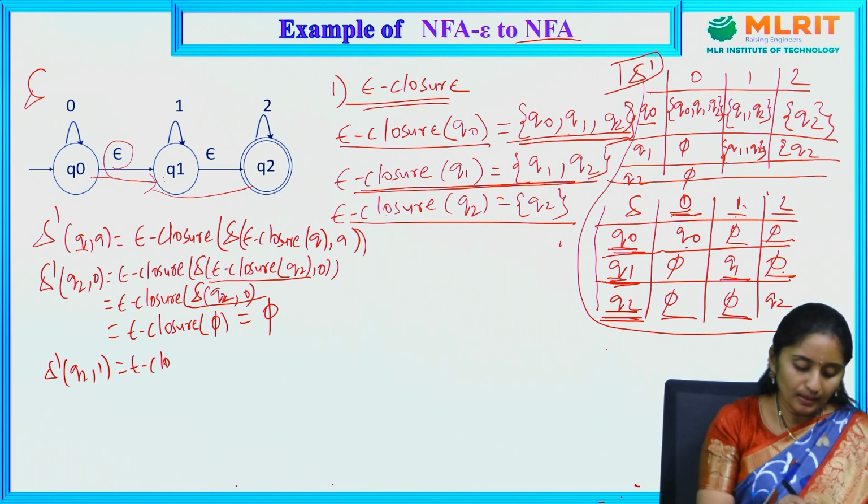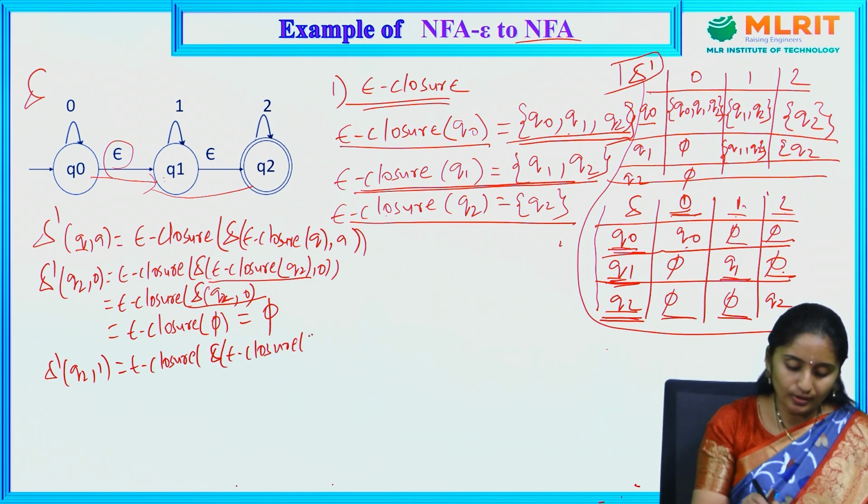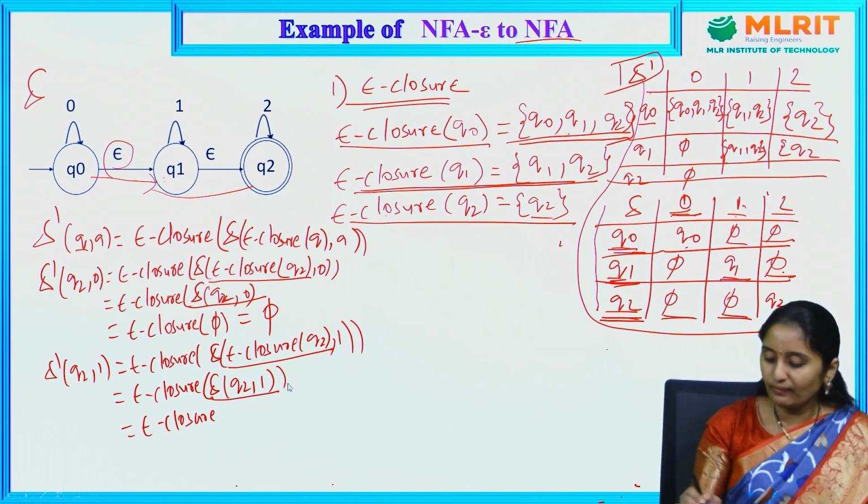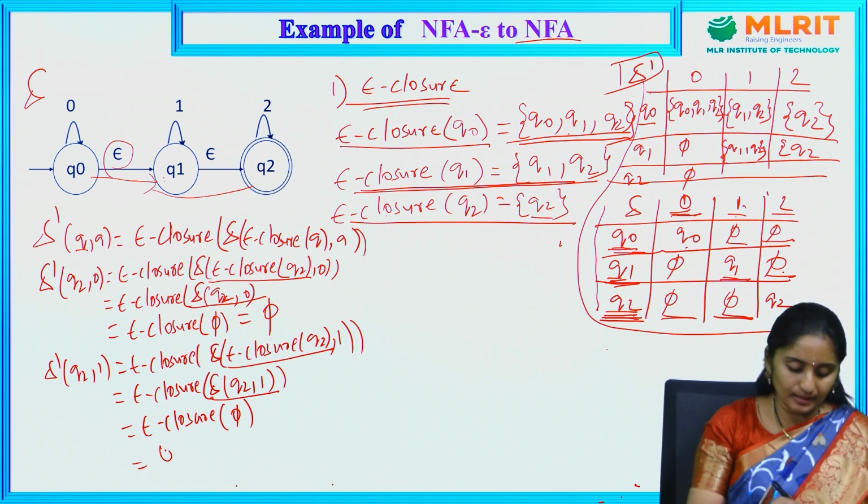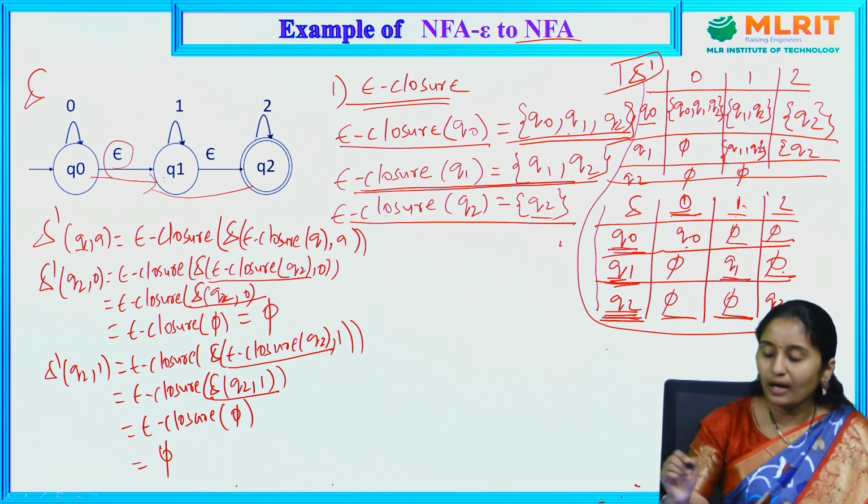Next, delta dash of Q2 comma 1 is epsilon closure of delta of epsilon closure of Q2 comma 1. Now we are going for 1 input. Epsilon closure of Q2 is Q2. Delta of Q2 comma 1, what I have? Q2 comma 1 is pi. So epsilon closure of pi is nothing but pi. Q2 on 1 I am having pi.